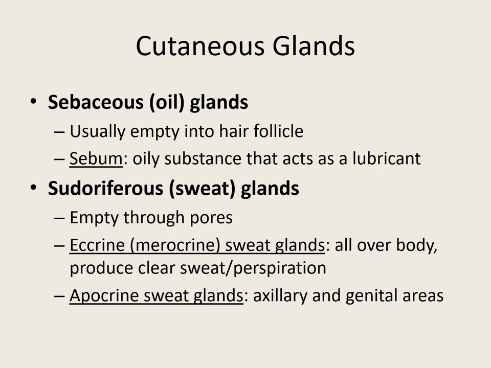With the cutaneous glands, there are two different types. You have your sebaceous, which are the oil glands, and then you have your sudoriferous, or the sweat glands. The oil glands, or those sebaceous glands, will usually empty into the hair follicle, and they do secrete the sebum, which is an oil-type substance. It acts as a lubricant. These sweat glands empty through pores onto the surface of the skin. There are two different types of sweat glands. You have your merocrine or eccrine sweat glands. They're all over the body. They produce clear sweat. And then the apocrine sweat glands are in the axillary and the genital areas, and they tend to become much more active as you go through puberty.